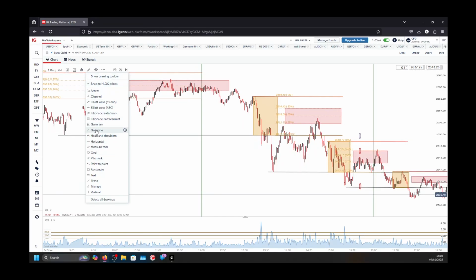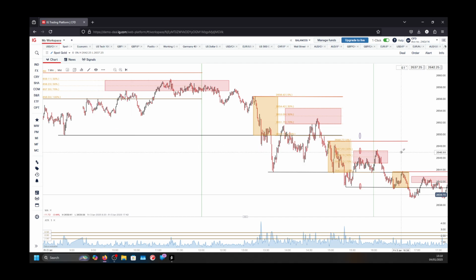So what did this make? So it was a 25 pip stop with a 60 pip take profit. So, well, just over 2-to-1 risk to reward.